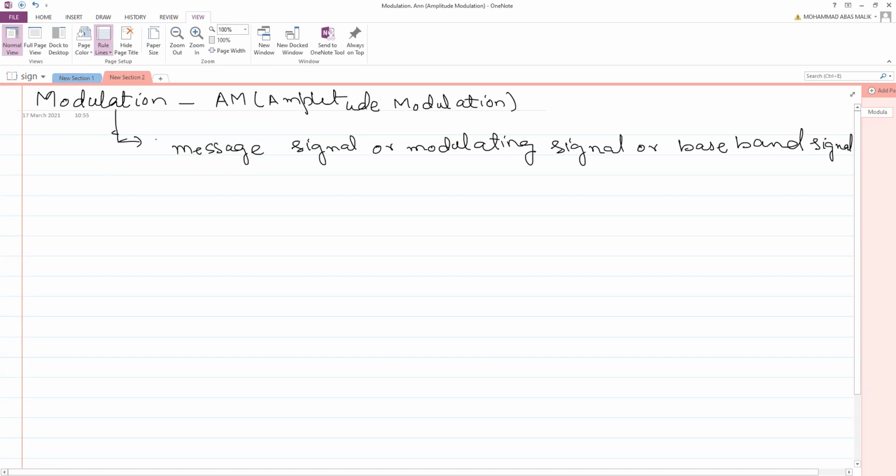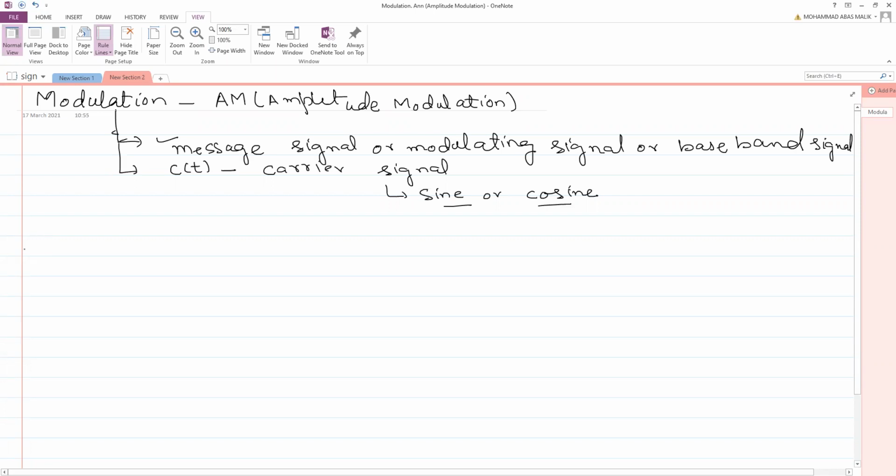Another signal is used as a carrier, denoted by C of t. It's called the carrier signal. Usually we have a sinusoidal signal, a sine or cosine signal, which you use for the purpose of transmission and which will act as the carrier signal. So we're already done with modulation.